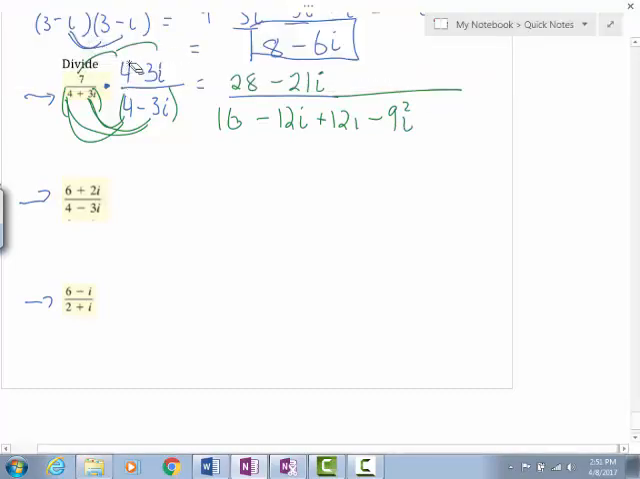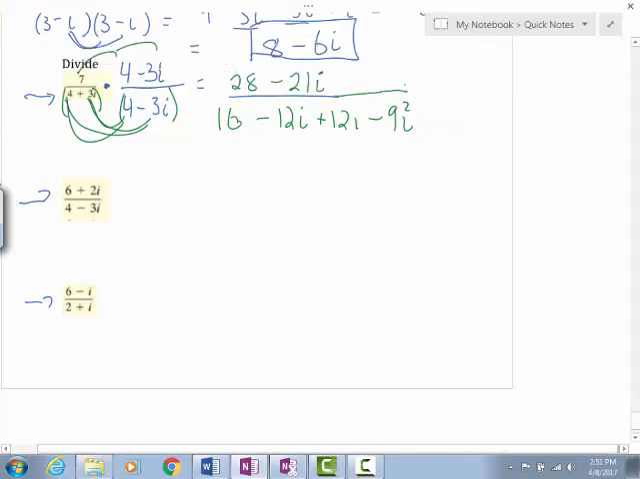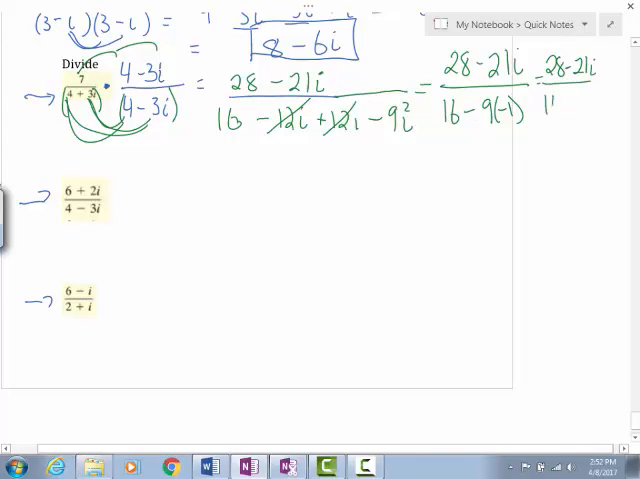Let me erase some of that here. There we go. Now I'm going to look at the bottom part and see if there are things I can simplify. These 12i's are going to cancel. So I'm going to rewrite the top as 28 minus 21i. The bottom part is 16 minus 9 times negative 1, which becomes 16 plus 9. So 16 plus 9 gives me 25.